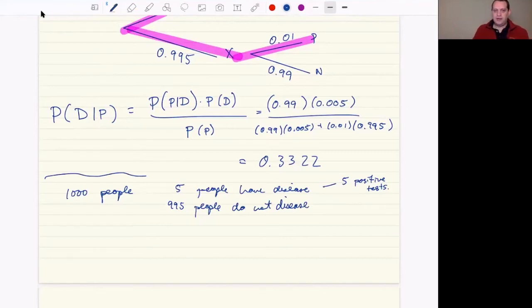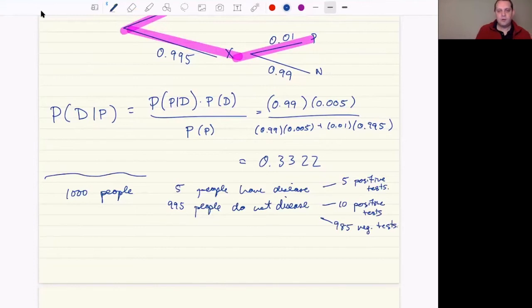Well, we know that 99% of the people that do not have the disease will have a negative test, but that means that 1% of the people without the disease do have a positive test. And what's 1% of 995? Well, it's 9.95. So let's say that there's 10 positive tests. That means that there's 985 negative tests.